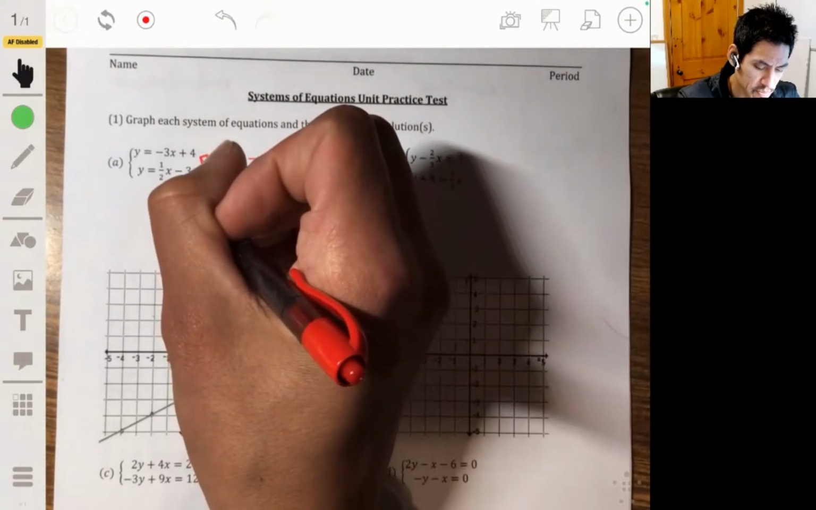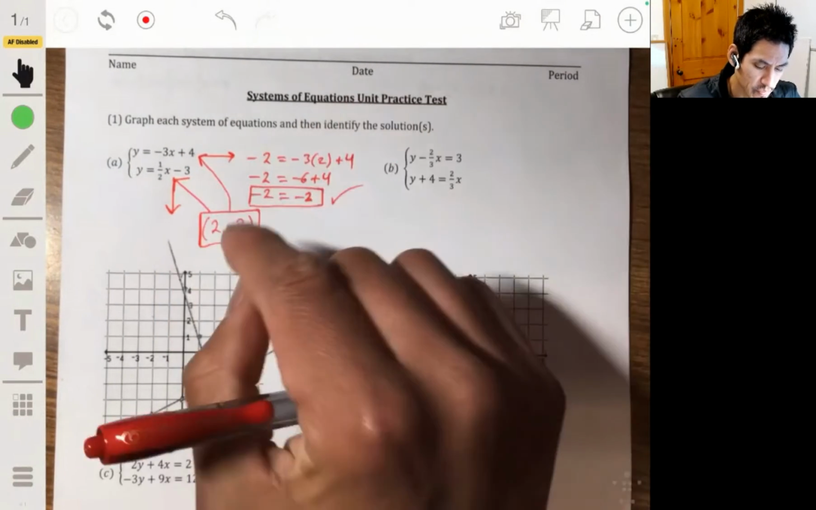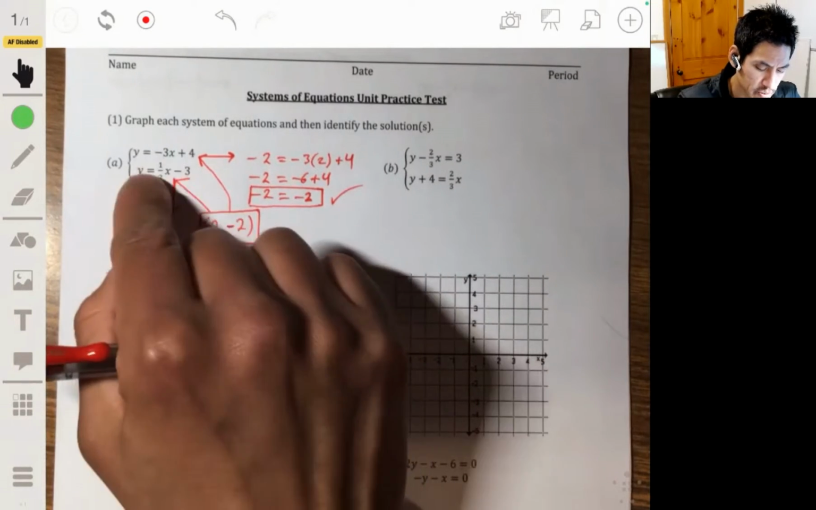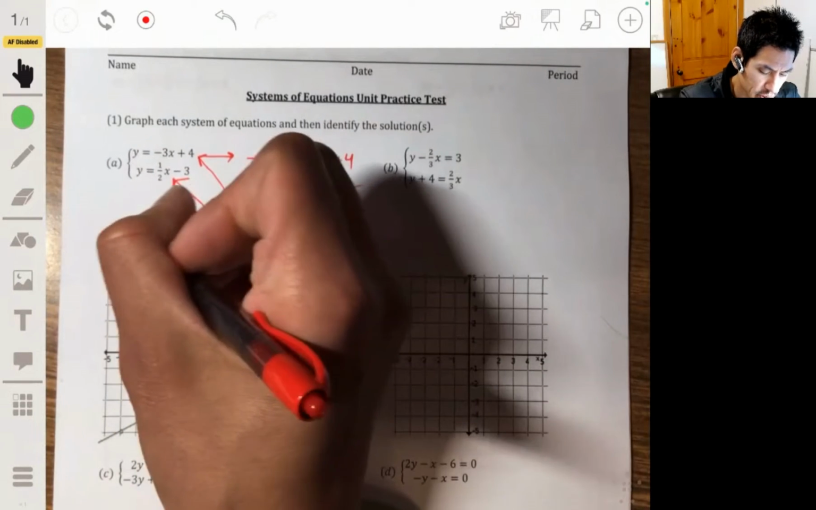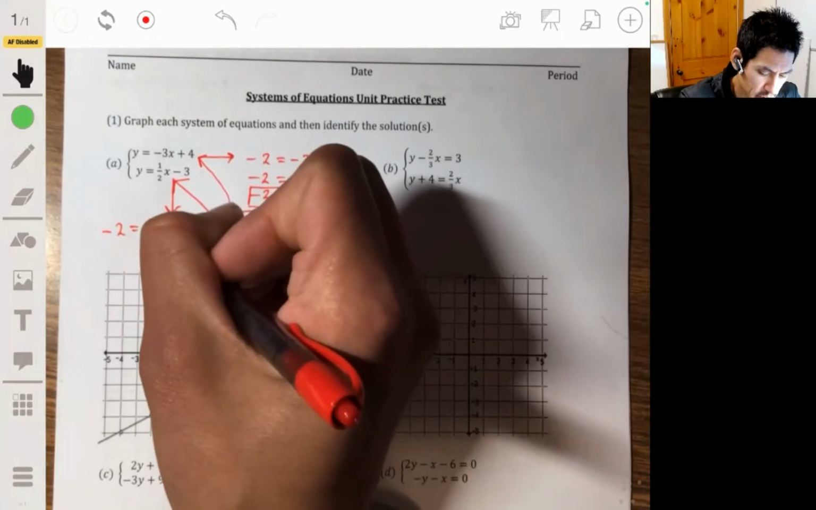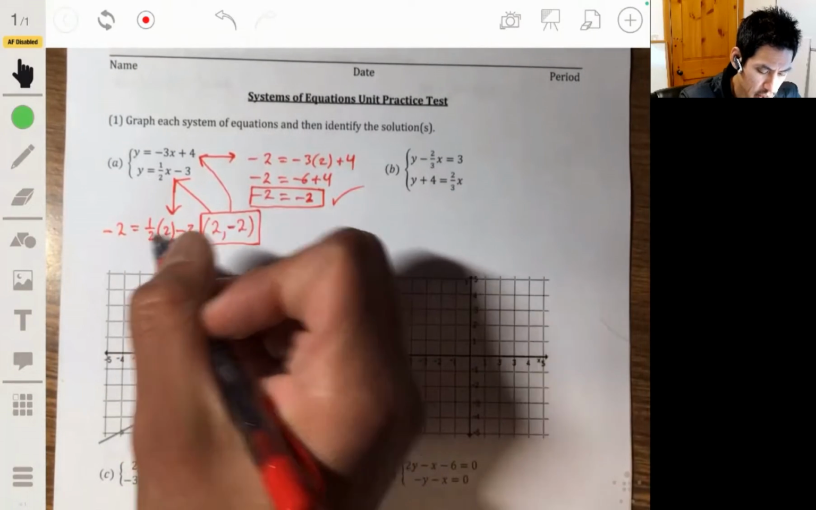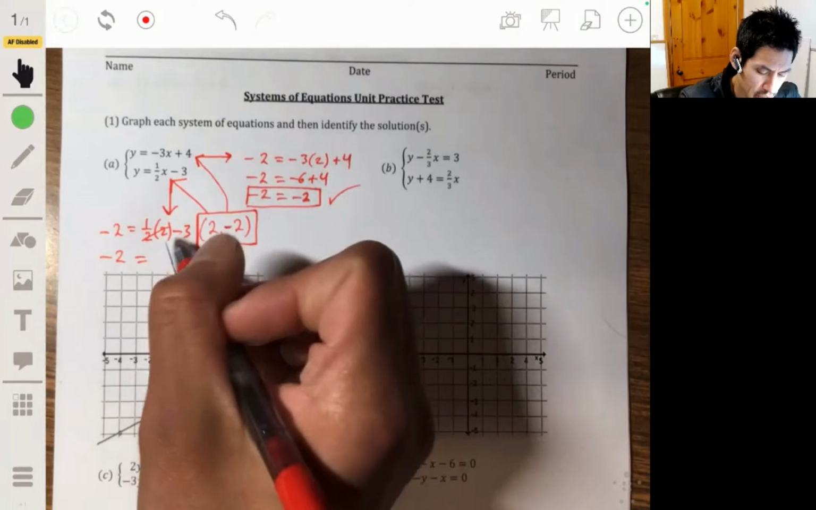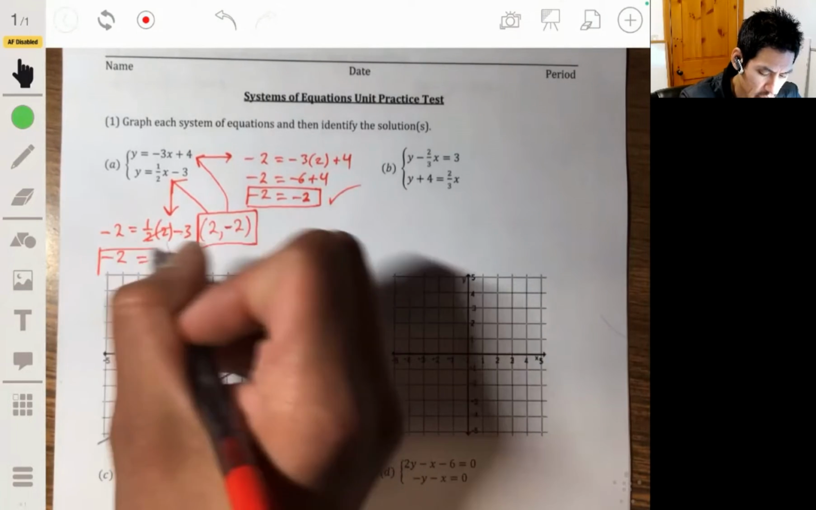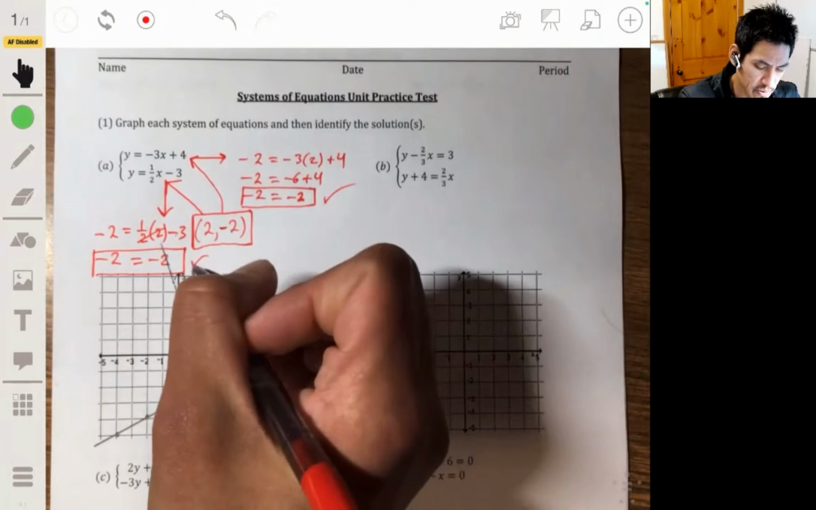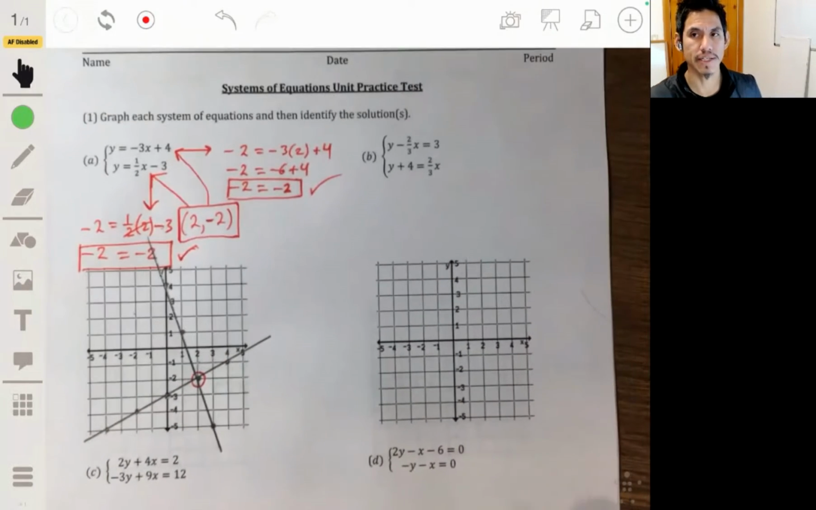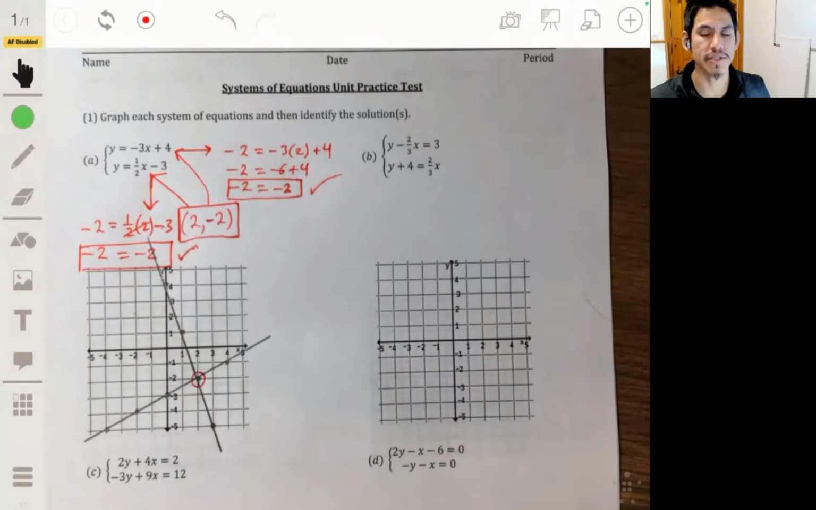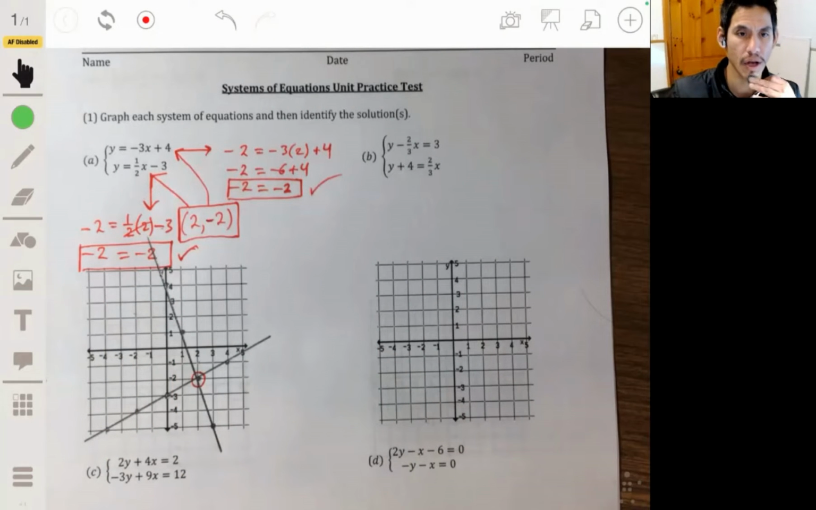And to check, it's supposed to also work for the second one. I would plug in 2 and negative 2 in for x and y. So I'm going to get negative 2 equals 1/2 times 2 minus 3. I would get negative 2 equals 1 minus 3. 1 minus 3 is negative 2. And again, negative 2 is negative 2. So that's what you can always do with these systems. You can usually always check them.